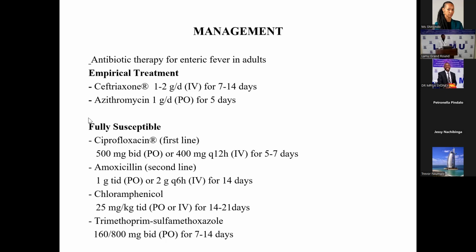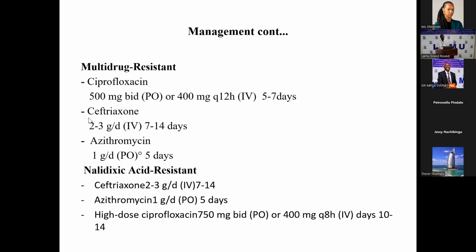Ciprofloxacin 500 milligrams twice orally, or 400 milligrams. And moving on to multi-drug resistance, these are strains that are resistant to all the traditional first-line drugs. But we can give them ciprofloxacin, ceftriaxone, azithromycin as well. Nalidixic acid-resistant patients can be given ceftriaxone, azithromycin, and also a high-dose ciprofloxacin.